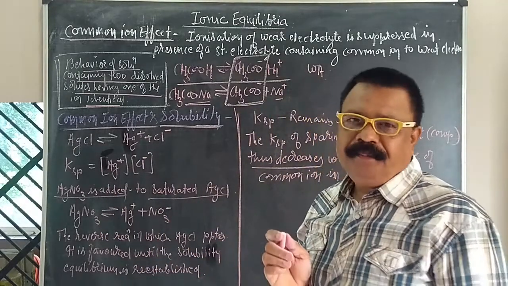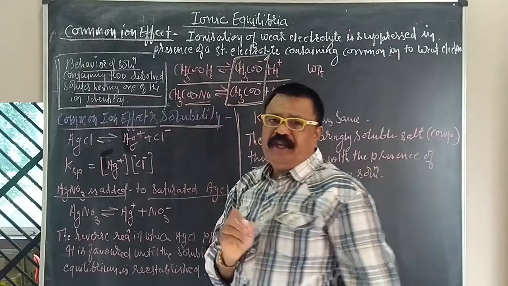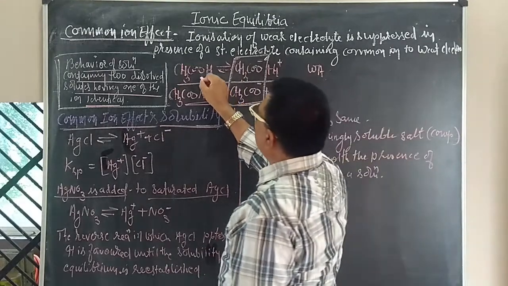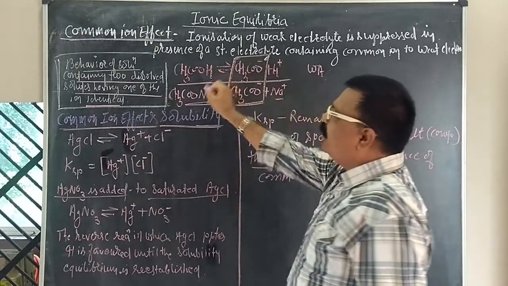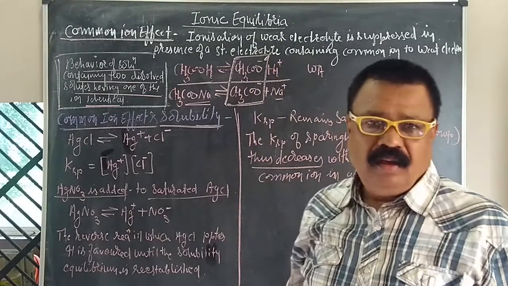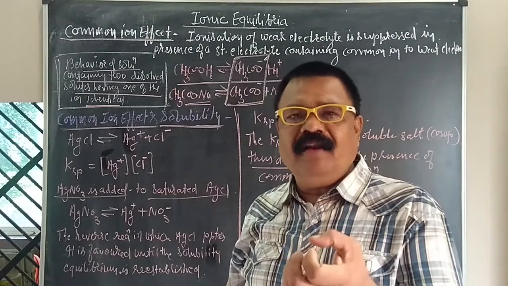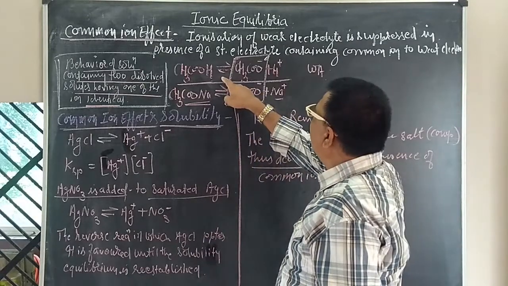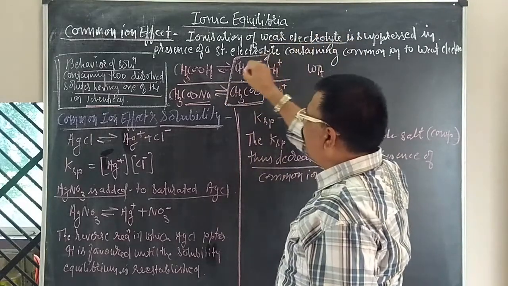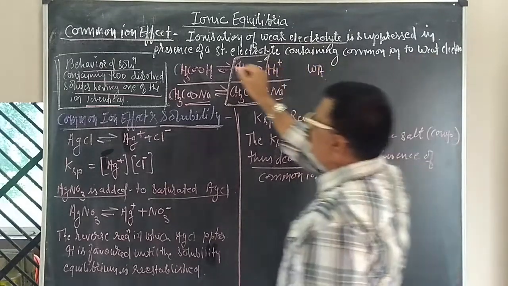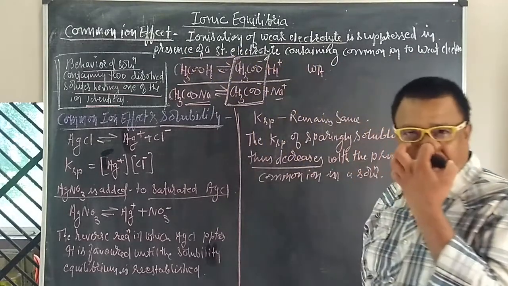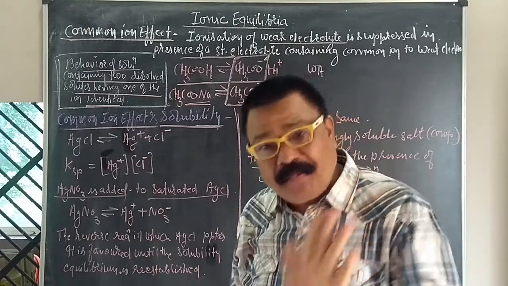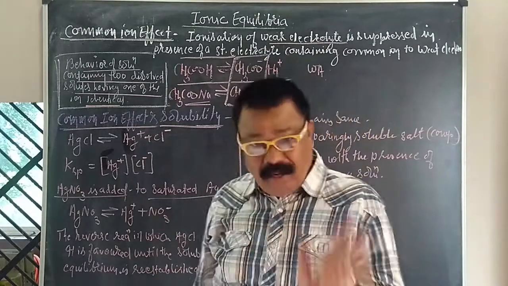चलो कैसे होता है वो भी देखें. डेफिनेशन की अगर हम लोग बात करें, आयोनाइजेशन ऑफ अ वीक इलेक्ट्रोलाइट इज सप्रेस्ड. कॉमन आयन इफेक्ट क्या होता है? कॉमन आयन इफेक्ट इज दैट इफेक्ट वेयर द आयोनाइजेशन ऑफ द वीक इलेक्ट्रोलाइट इज सप्रेस्ड इन प्रेजेंस ऑफ अ स्ट्रॉन्ग इलेक्ट्रोलाइट. बराबर है. स्ट्रॉन्ग इलेक्ट्रोलाइट क्या करता है? वीक इलेक्ट्रोलाइट का आयोनाइजेशन को सप्रेस करता है, दबा देता है, होने नहीं देता.